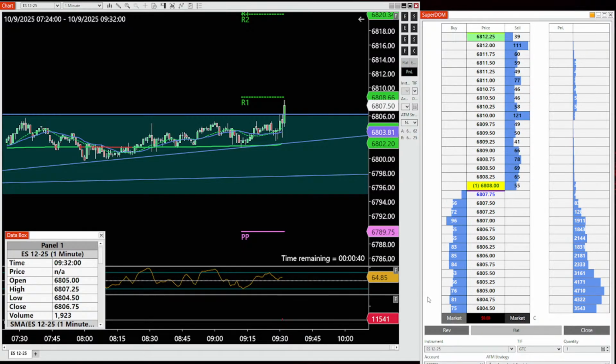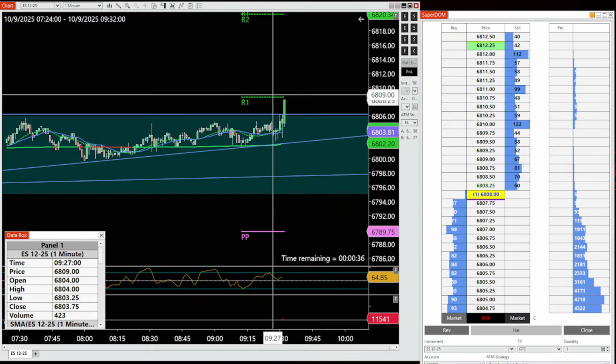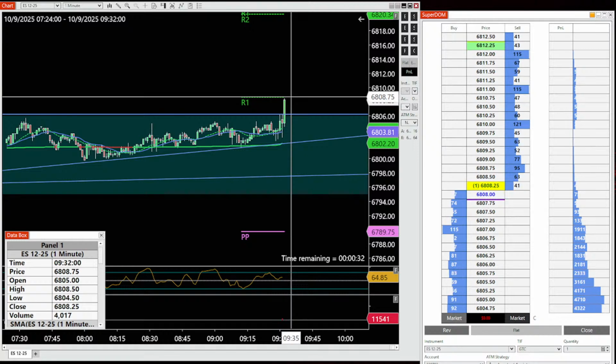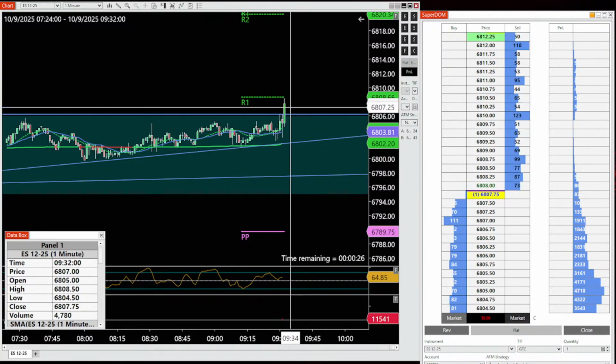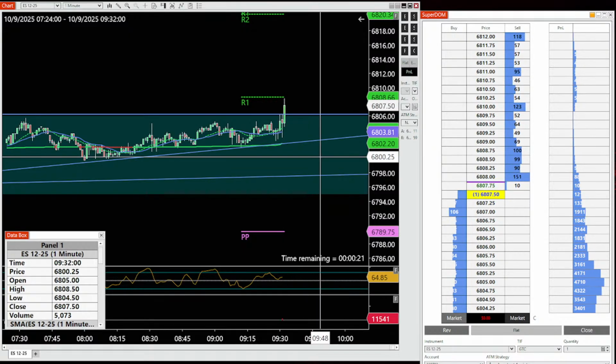Okay, take with that. R1. 89.75. I said 89.75, but I got 8.75. This is the Fibonacci pivot right here, 8.75. Okay.